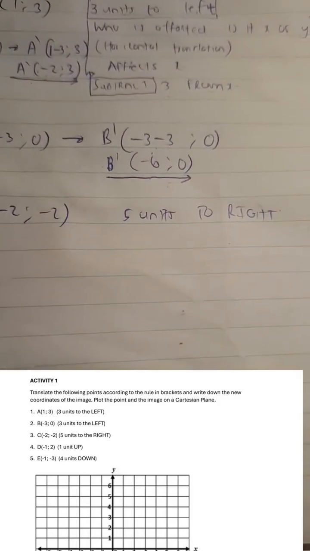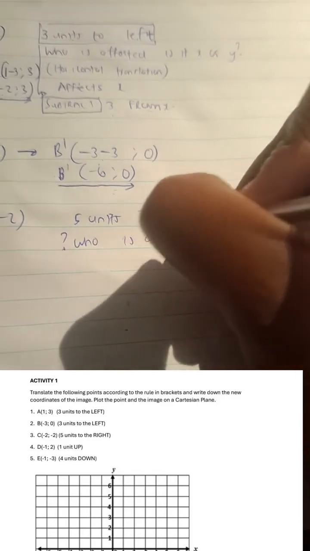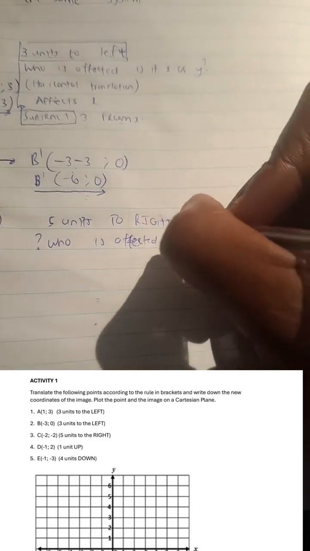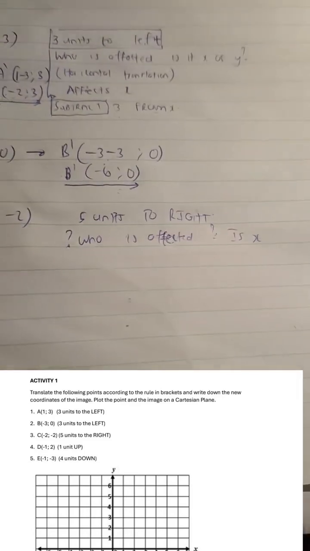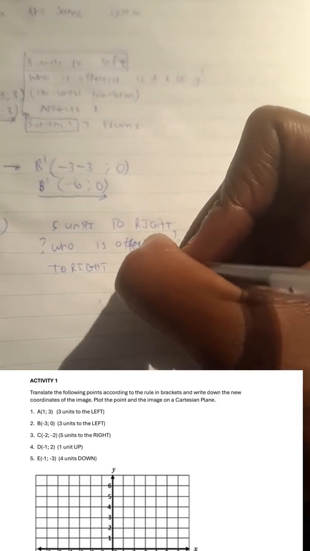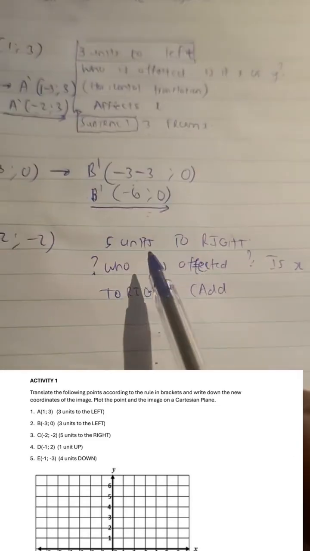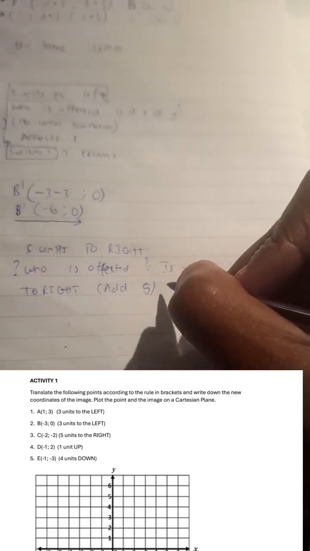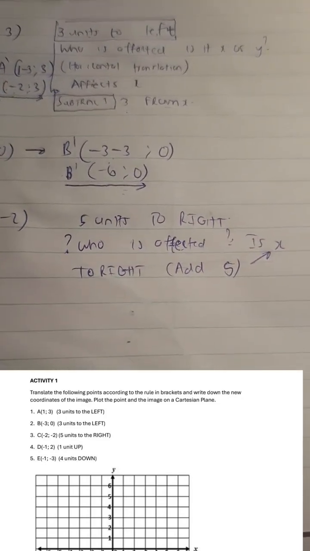So who is affected, guys? Who is affected? The question, who is affected? So we know that the coordinate that is going to be affected is x. All right, and then the question is, since we are saying to the right by 5 units, what does that mean? To the right means we add, but since it's saying 5 units to the right, it means we add 5 to who? To x, who is affected, right?